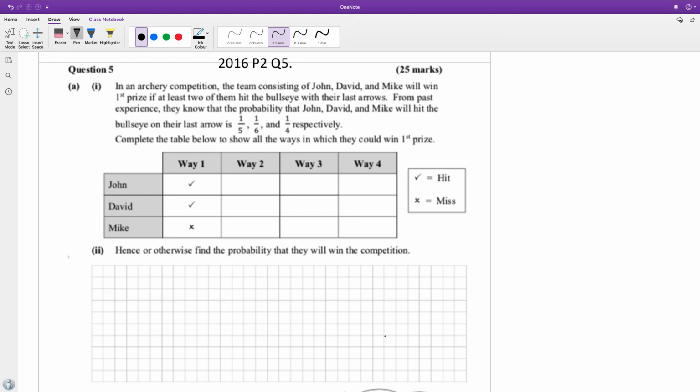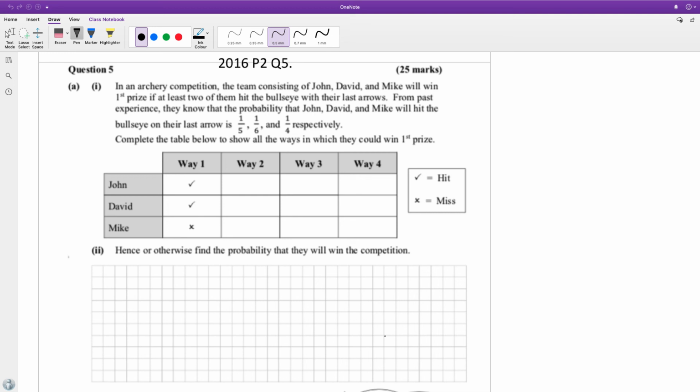We're getting 1 over 30. And the last way is 1/5 by 1/6 by 1 over 4. So that's 1/5 by 1/6 by 1 over 4, and it's 1 over 120.